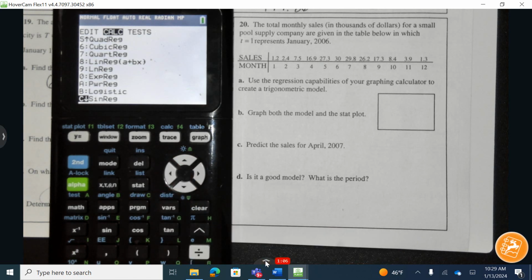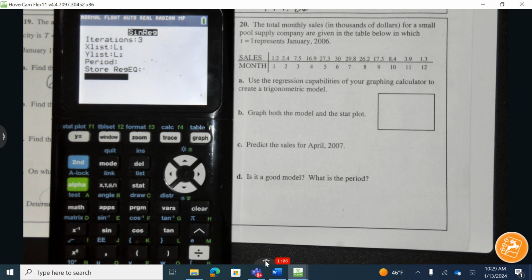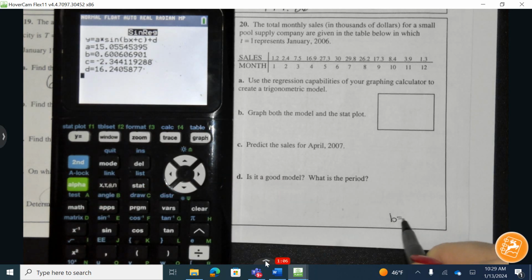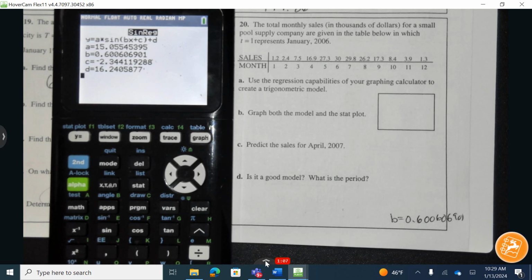I'm going to go all the way down to Sine, pressing Enter all the way through. Okay, now I'm going to keep note that I see down here my B is equal to, I just want to write this down, 0.600606901. Okay, so this is what I have.